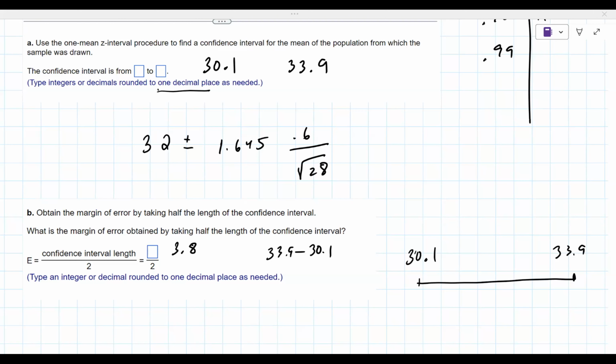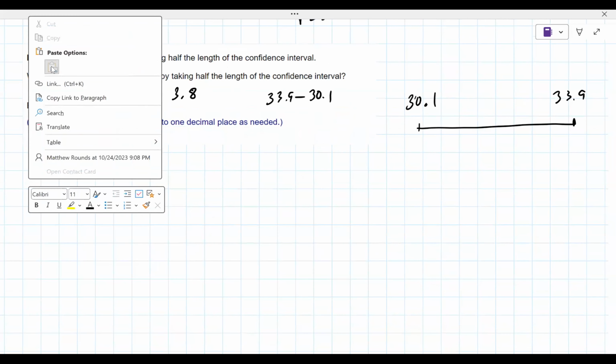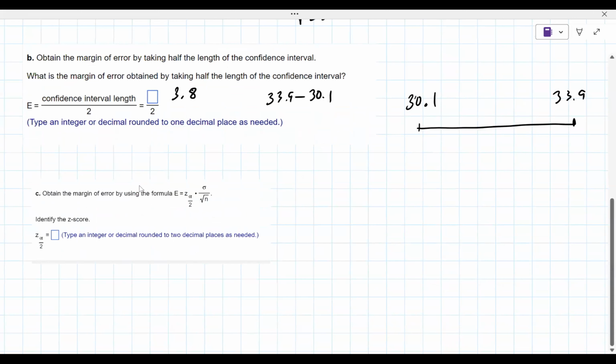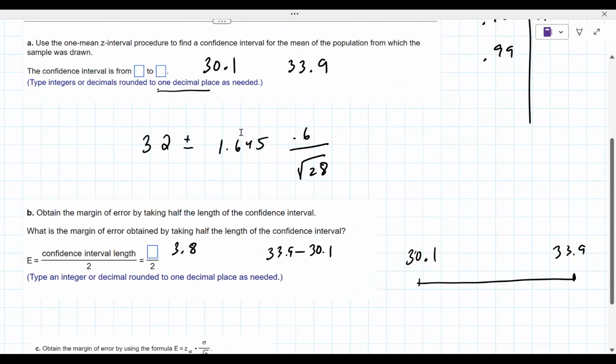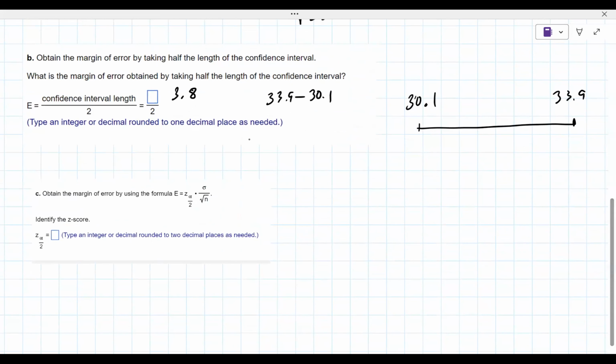All right, part C. Part C here says to obtain the margin of error by using the formula. It's like this is out of order. It's weird. We already have the Z alpha divided by 2. That's this 1.645. So we'll just say it's 1.65. That's the rounded answer. You know, sometimes these Pearson problems don't give you things in the right order. I don't understand how you're doing this, but that's why they're doing it this way.